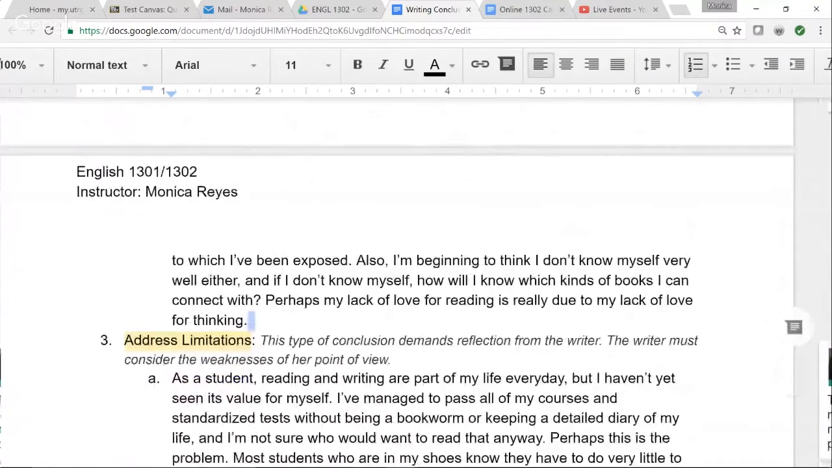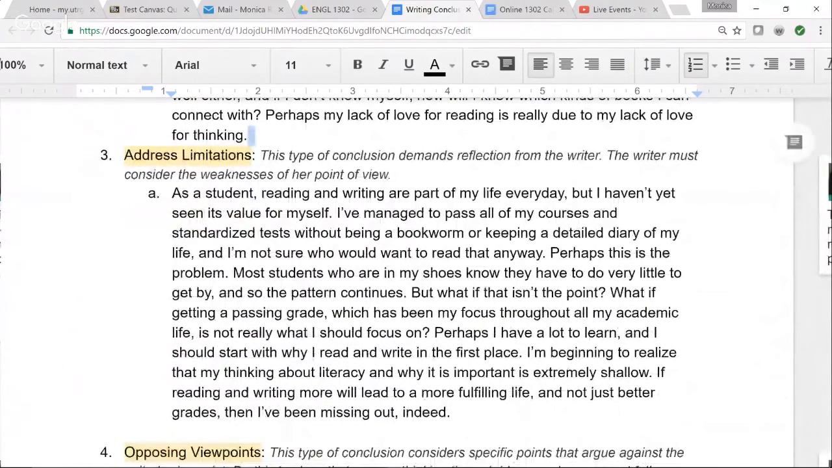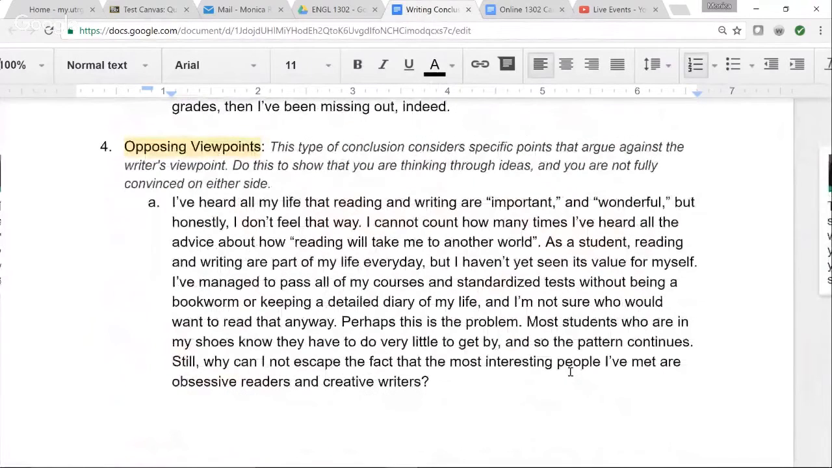The next type of conclusion that is effective is when you address the limitations of an issue. So, this type of conclusion is a little difficult and it demands that you reflect. So, you have to consider the weaknesses of your point of view. Now, in this next one, it's very similar to the limitations conclusion, and this is where you address opposing viewpoints. So, instead of just looking at the weaknesses of your own ideas in your conclusion, in this next one, you consider specific points that argue against your viewpoint.